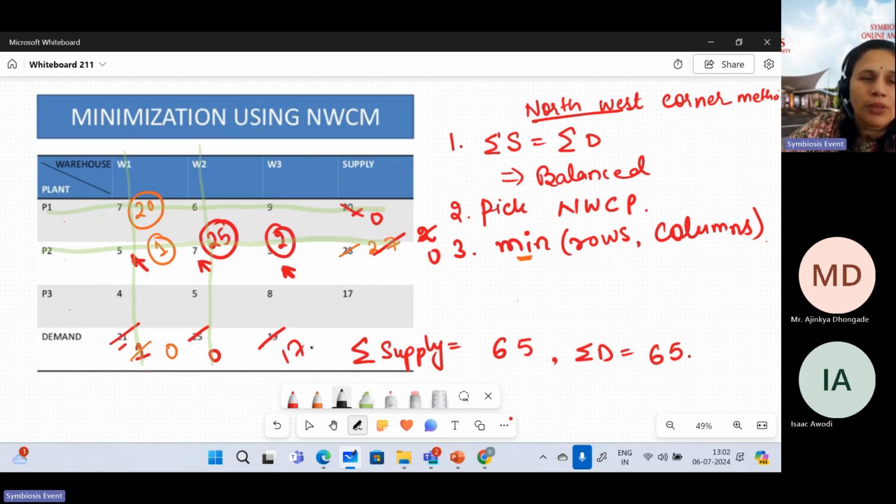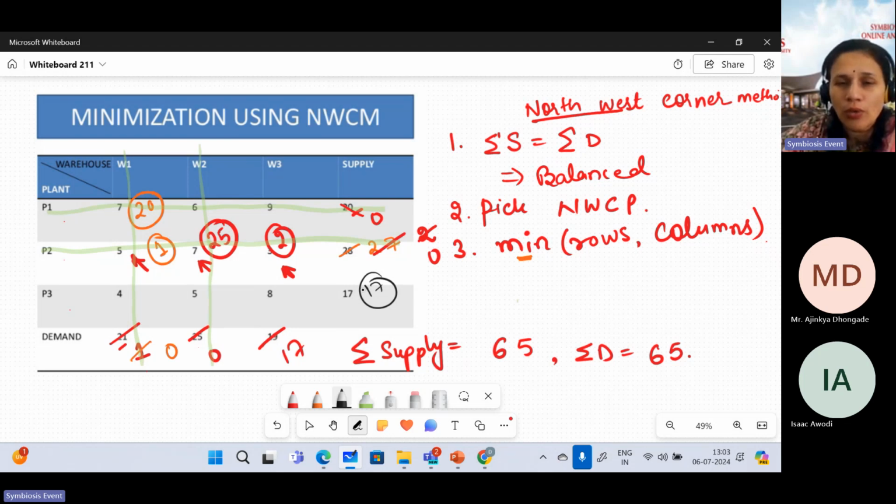So now for P3, that is the third one, 17, from the 17 you are getting 8. And here nothing was there, but you got the allocation of 2. So once you make these allocations, cancel out. And now if you observe the very last one, the supply of 2 is already made, so 0, and 17. So I am left with 17.